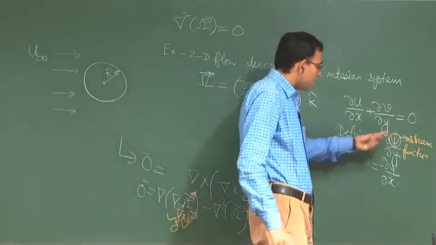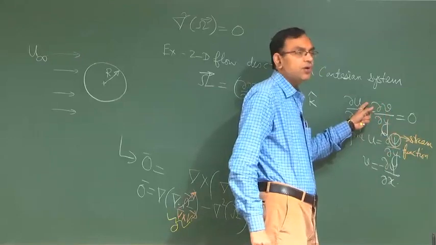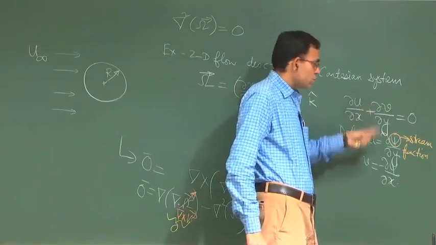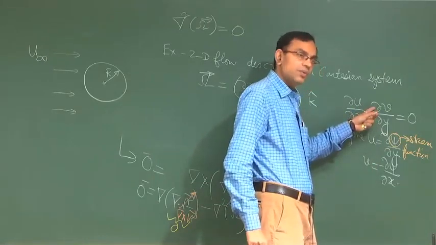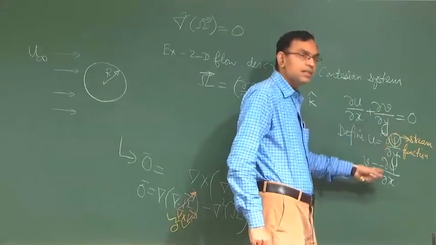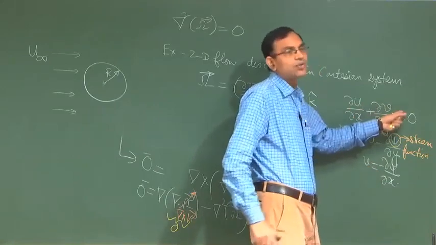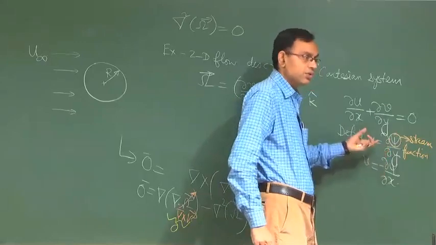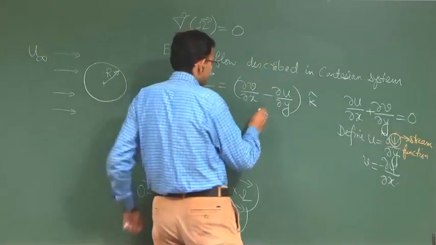So, the objective of introducing this function is to set up a parametric form of this incompressibility constraint, nothing more than that. If you define it in this way, then you see that this equation is automatically satisfied. Whether this is plus and this is minus, or this is minus and this is plus, the cases are equivalent because the sum total has to be 0. So you may define this as minus and this as plus, that is also okay.